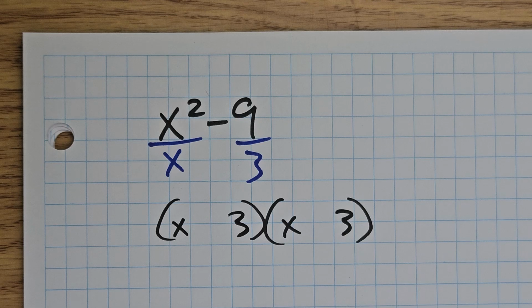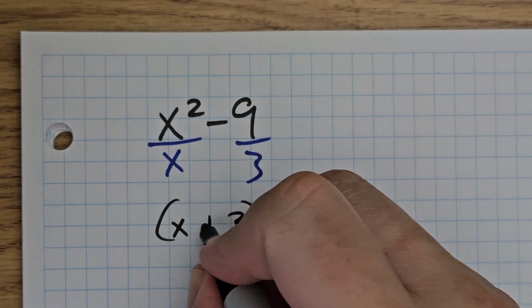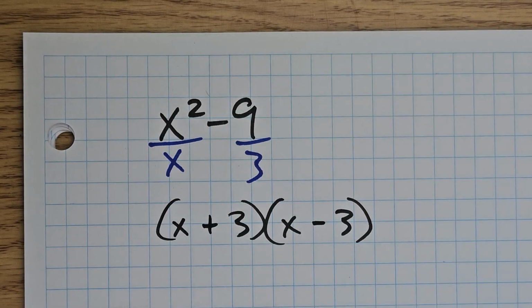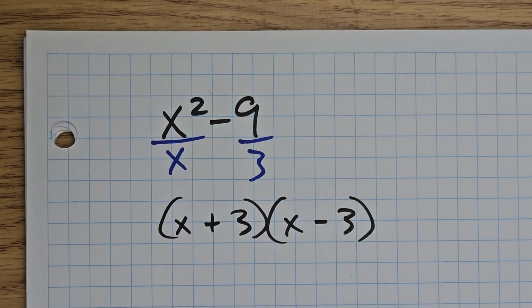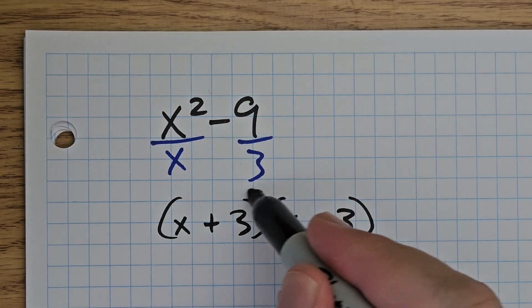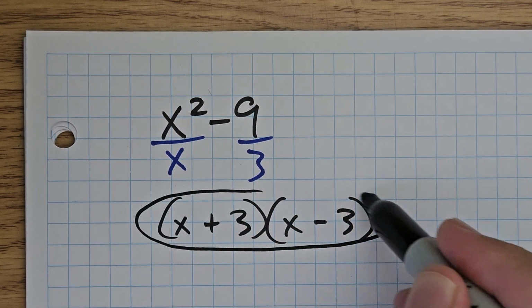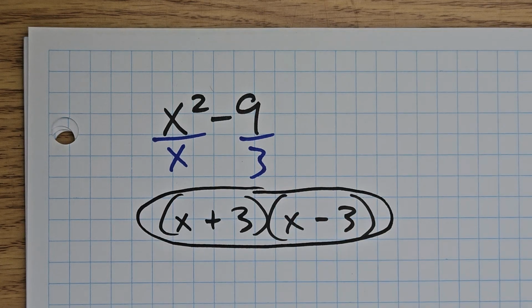And so this is the part that makes them conjugates, as opposed to just being the same exact binomial twice. One of them is plus and one of them is minus. That's what conjugates are. Two binomials where one of them is plus and one of them is minus. They're almost identical, but not quite. And that's it.